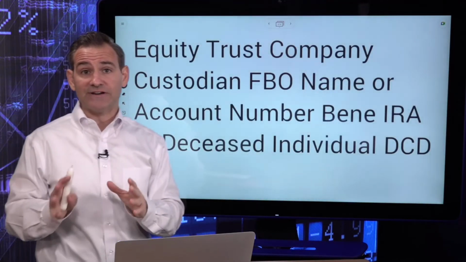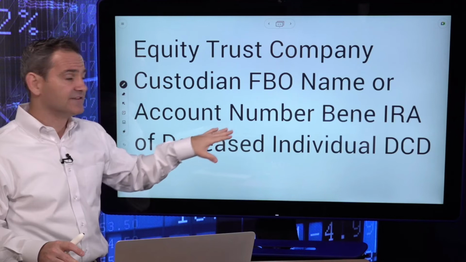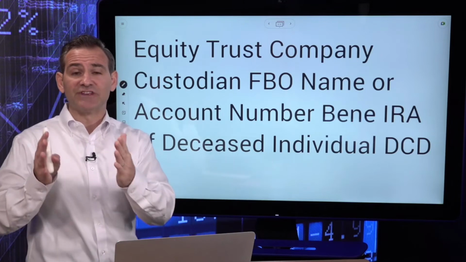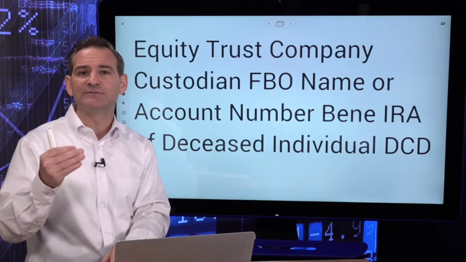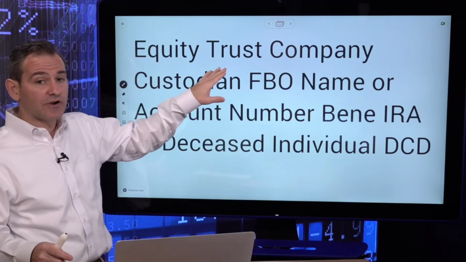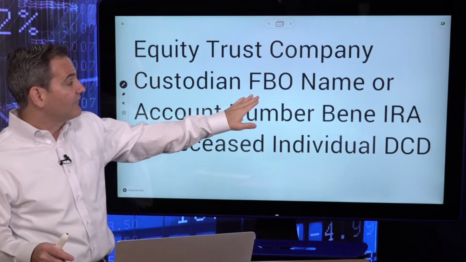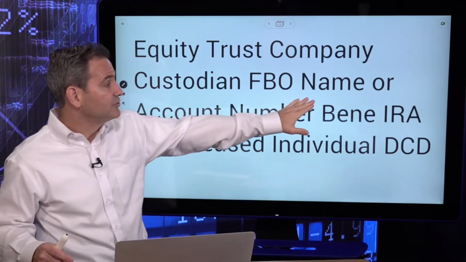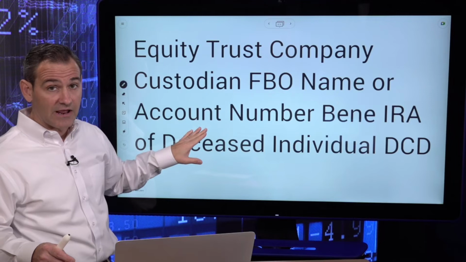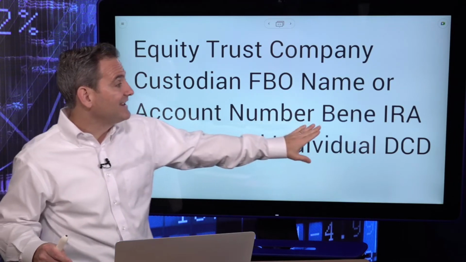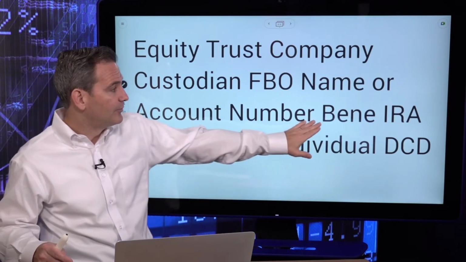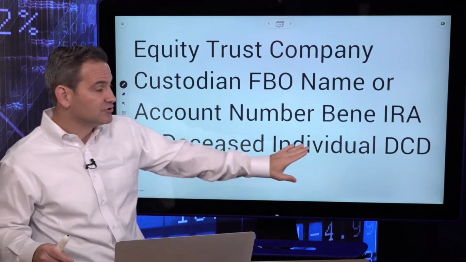Now, what if you have an inherited IRA? So with an inherited IRA, the titling you'll see is a little bit different because it's not a regular IRA, if you will. It's actually an inherited IRA, and it has to be designated specifically as an inherited IRA, hence this specific titling. So here we have Equity Trust Company, custodian, FBO, as in for benefit of, your name or account number, just like we talked about, your name as it appears on your account, or the account number, one or the other, doesn't have to be both. Beneficiary IRA of the deceased individual, DCD.